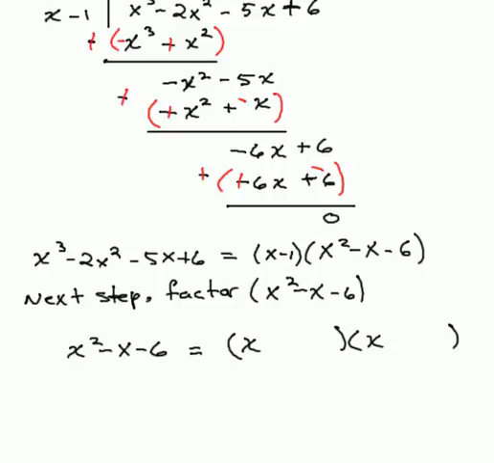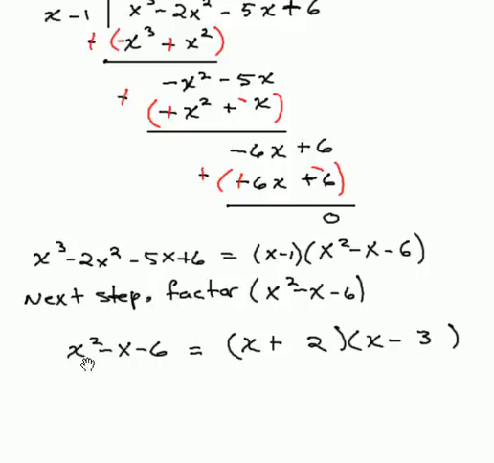And that means we want factors of 6 that subtract to give us 1. The only choices for that are 3 and 2. Since the second term, or the linear term, is negative, we put the 3 with the minus sign, the 2 with the plus sign. So x squared minus x minus 6 factors as x plus 2 times x minus 3.